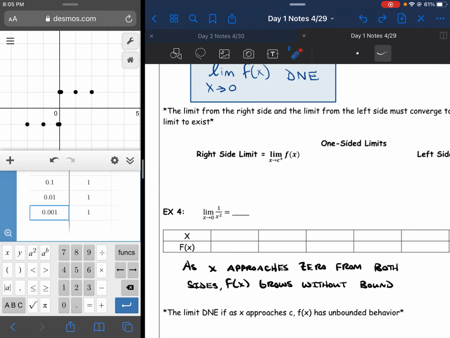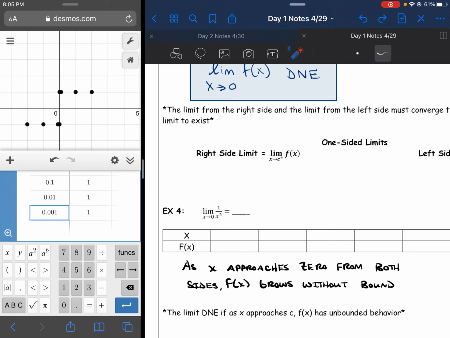So here, our function, we want to find the limit as x approaches 0 of 1 over x squared. And again, we're worried about as it approaches 0. So let's put 0 in the middle of our table. That's really the important value here. Okay, but if we plug in 0, we can already see it pretty clearly. 1 over x squared, we plug in 0 for x, 1 over 0 squared, we get 1 over 0. We're not allowed to have 0 in the denominator, so this is undefined at 0.